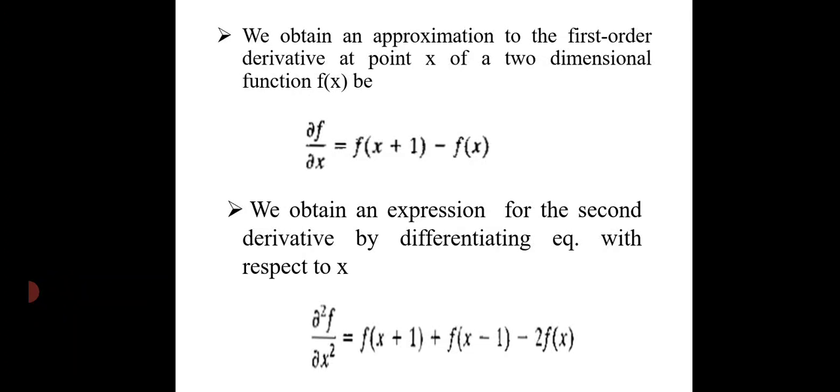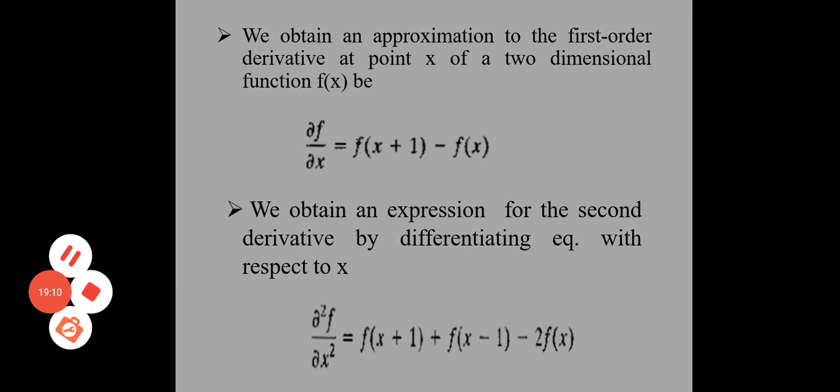We obtain an expression for a second derivative by differentiating the first order derivative equation, that is del f by del x. The second order derivative for del f by del x is del square f by del x square, which is nothing but del f dash of x upon del x, is equal to f dash of x plus 1 minus f dash of x, which is nothing but f of x plus 1 plus f of x minus 1 minus 2 f of x. This is the second order derivative.